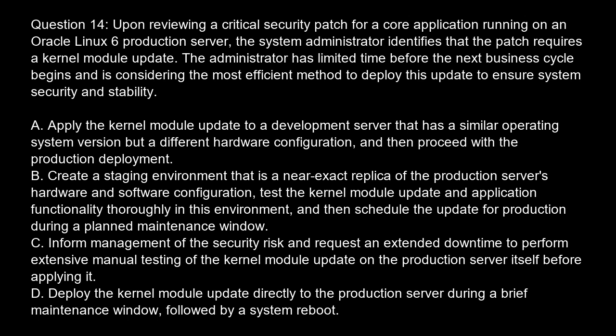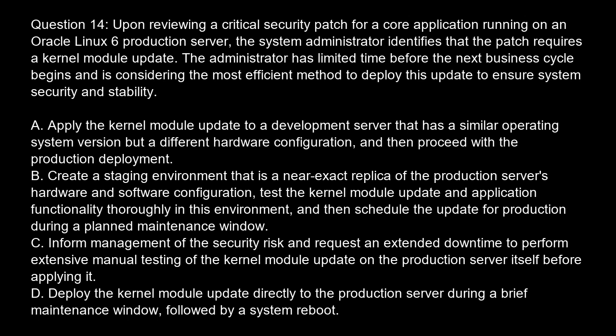Option A. Apply the kernel module update to a development server that has a similar operating system version, but a different hardware configuration, and then proceed with the production deployment. Option B. Create a staging environment that is a near-exact replica of the production server's hardware and software configuration. Test the kernel module update and application functionality thoroughly in this environment, and then schedule the update for production during a planned maintenance window.